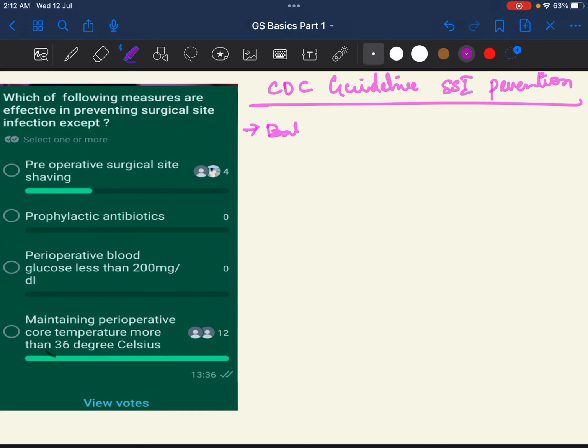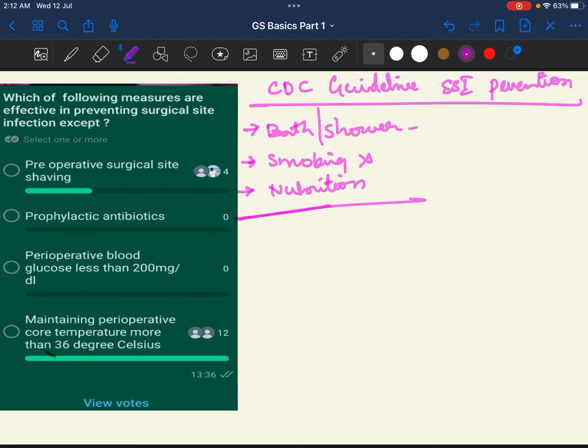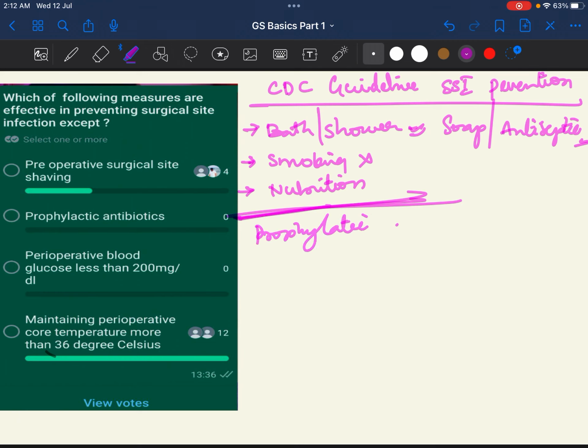According to these guidelines, you should always ask the patient to take a bath or shower preoperatively, ask to quit smoking, and ask to maintain adequate nutrition. In hospital, you should always give a bath or shower with soap solution or any antiseptic. Next important thing that will help you is prophylactic antibiotics.